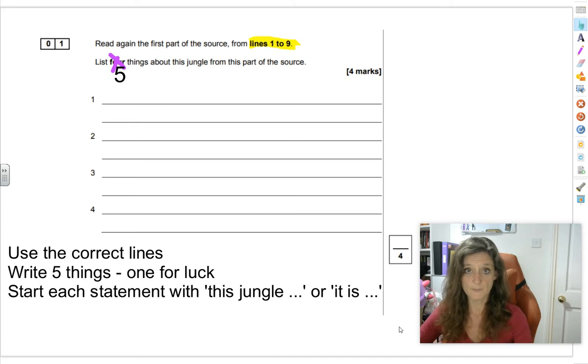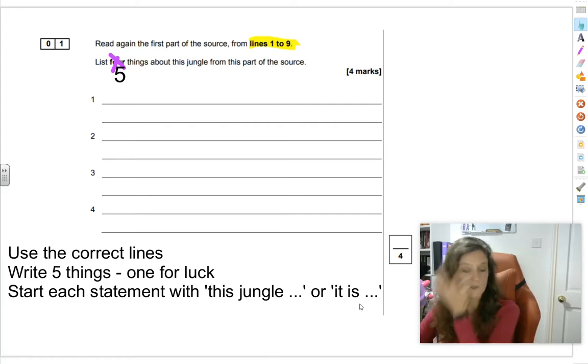Exam nerves happen. And in this question, trust me, AQA want to give you 4 out of 4. They really don't want you to fail. They want you to pick up some easy marks on this question. It's an easy question. You've got to be really literal. And to help you be really literal as well, try and start each statement with this jungle, so the words there, or it is, so the jungle is. Okay, so that will help you stay really focused.